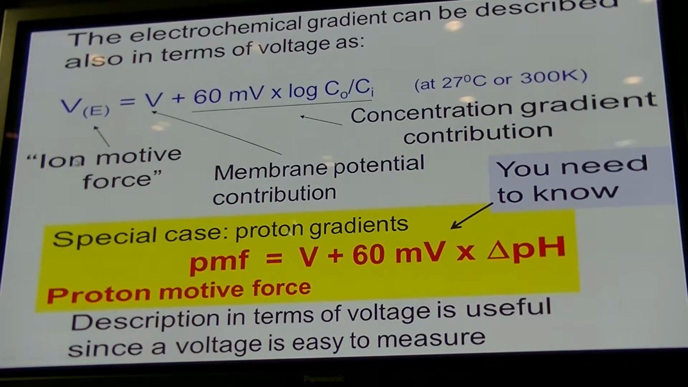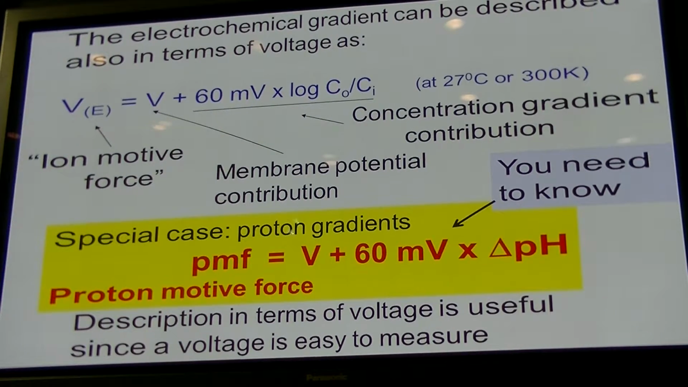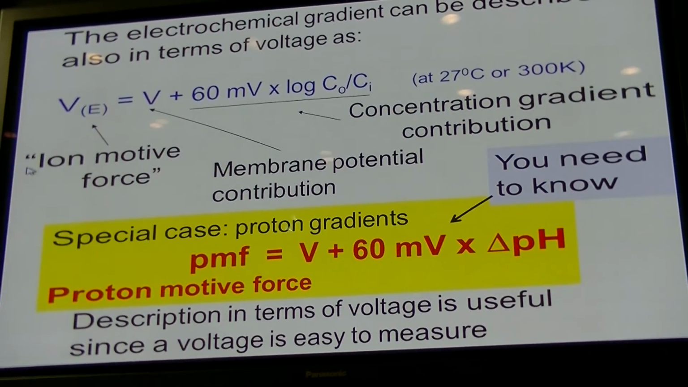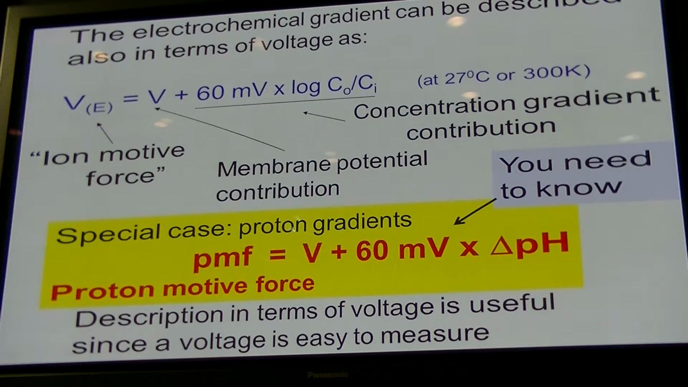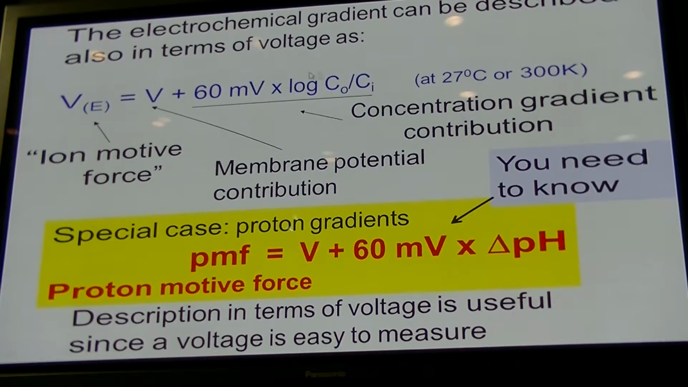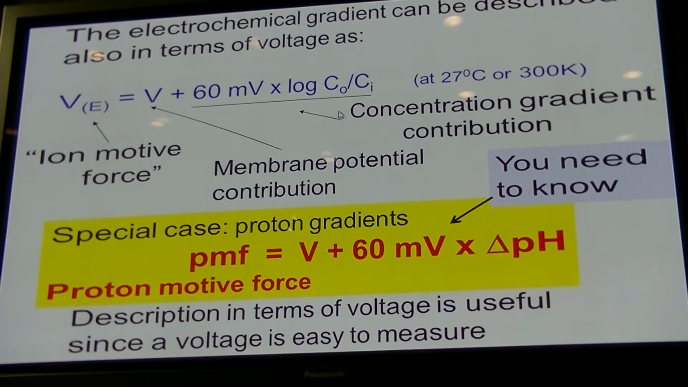So really we can call this the motivation for an ion to move across the membrane, expressed in terms of something that we can measure, potential. Another word is the ion motive force. Some books use that. So we see there are 2 components to it: a membrane potential component and a concentration component. So you should understand that this formula is really the same as delta G total equals delta G volt plus delta G concentration. It's the same.